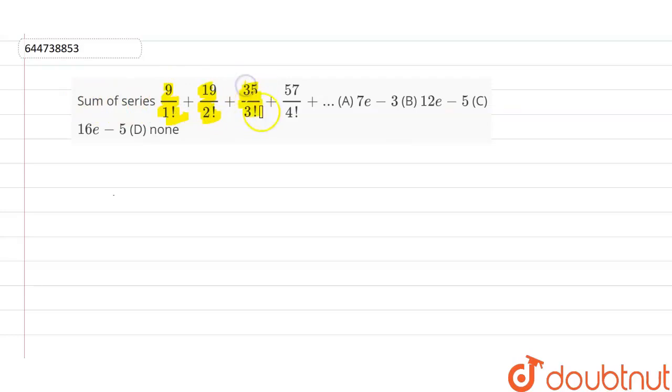Hello guys, we have the sum of the series 9 upon 1 factorial plus 19 upon 2 factorial plus 35 upon 3 factorial plus 57 upon 4 factorial up to infinity. From the question we have a series 9, 19, 35, 57 up to n terms.